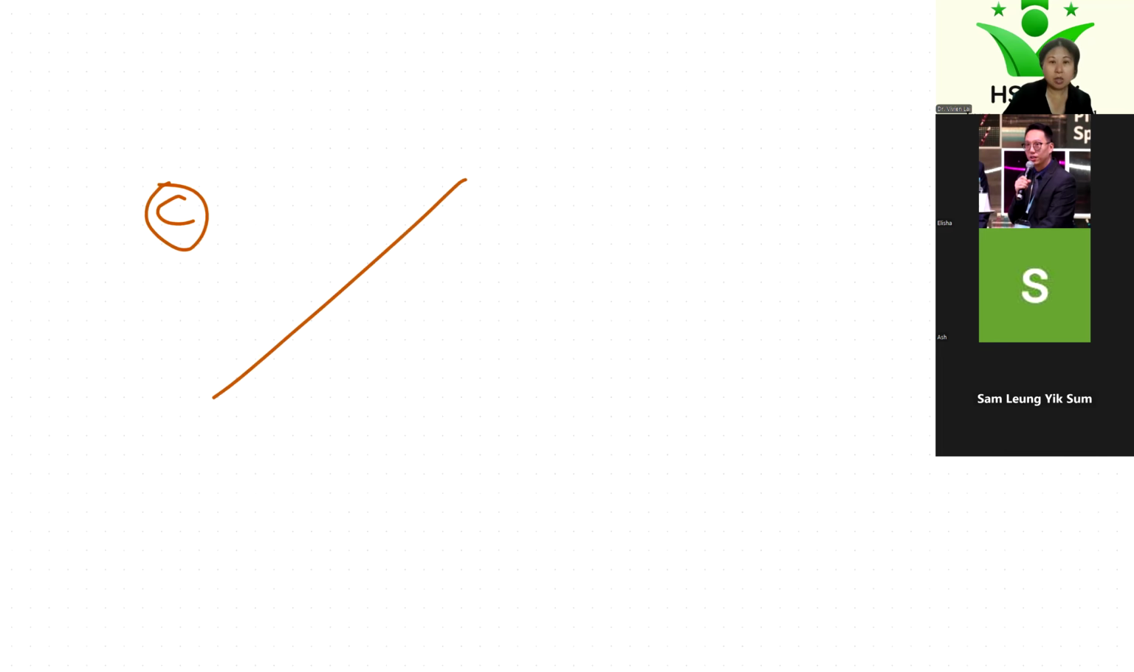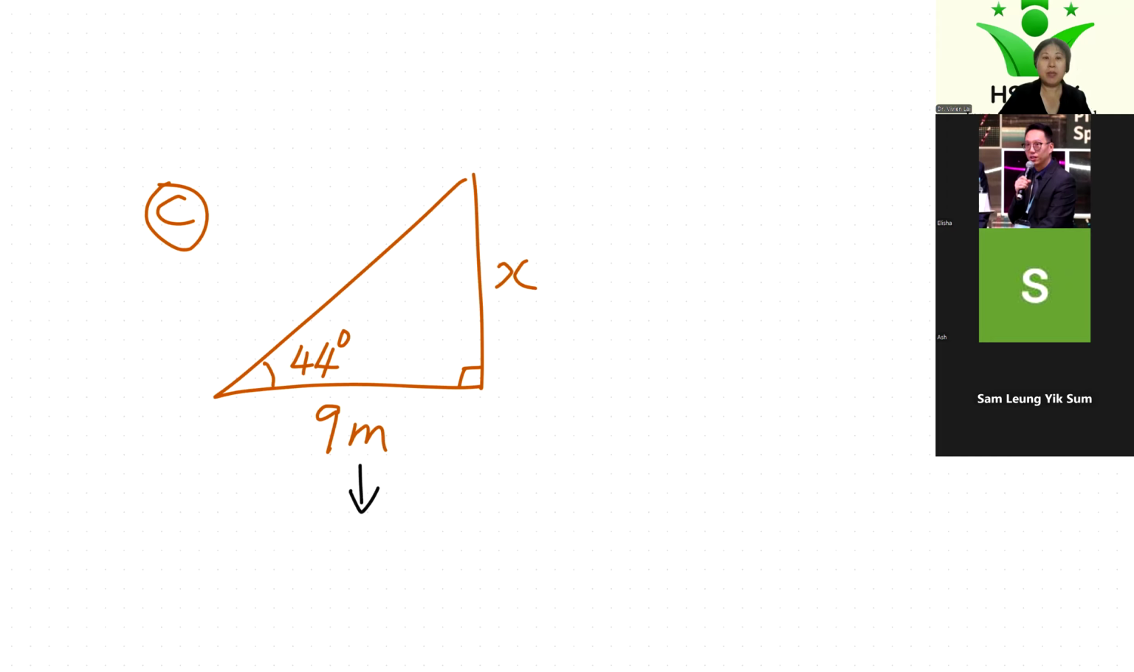So we have a right angle triangle. We have 44 degree. And then we have here is 9m. This time you want to find the opposite length. Let me explain again. Okay, you have A, here is A. You want to find the O. So remember, let me write one more time.